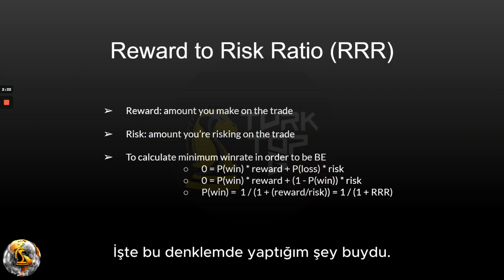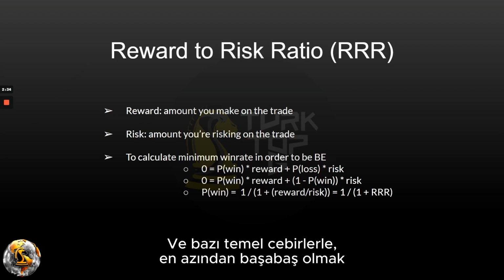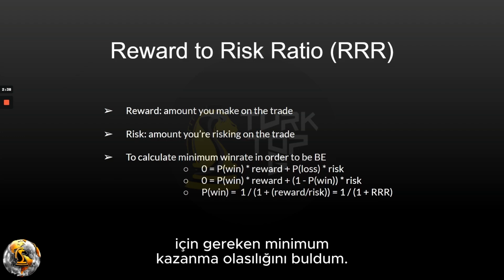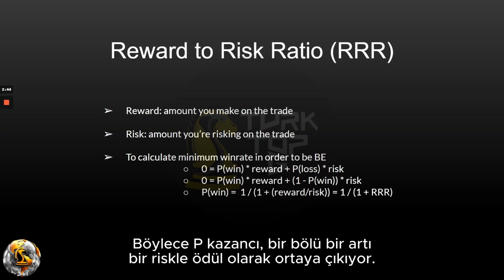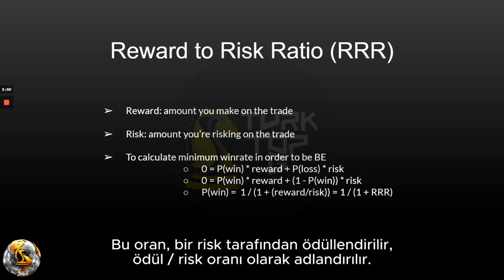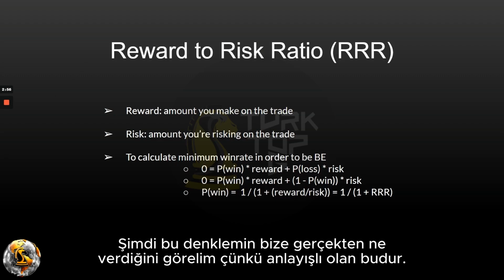So that's what I did here in this equation. And with some basic algebra, I found the minimum probability of winning required in order to be at least break even. So the P win turns out to be 1 divided by 1 plus reward by risk. That ratio, reward by risk, is called reward to risk ratio. Now, let's see what this equation really gives us, because that's what's insightful.